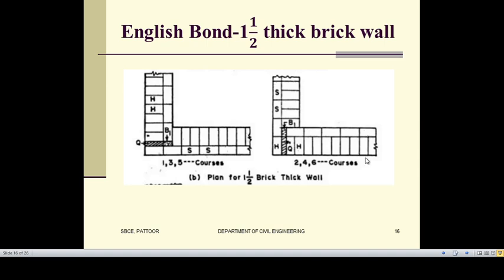So this represents the thickness of the wall. This thickness of wall is equal to 1 full length of the brick plus half the length of a full brick. So that is 1.5 thick brick wall. So we'll see how to construct this English bond 1.5 thick brick wall. So first I am placing the stretcher. Stretcher is placed. So the first course will consist of stretchers. So continuously I am placing stretchers.